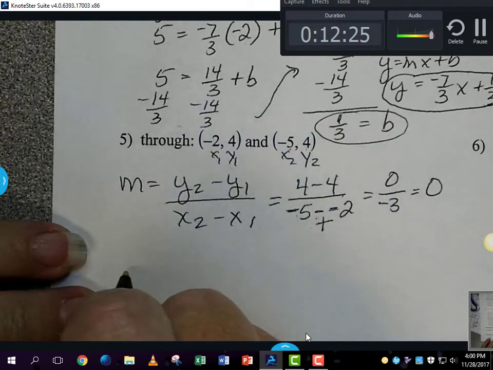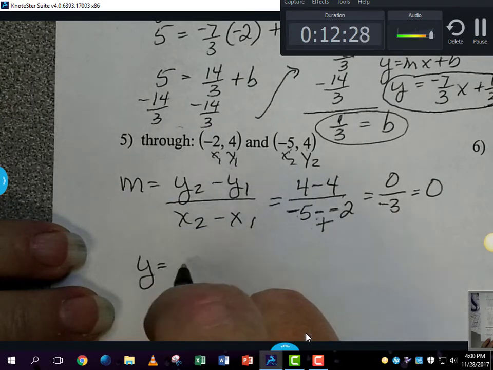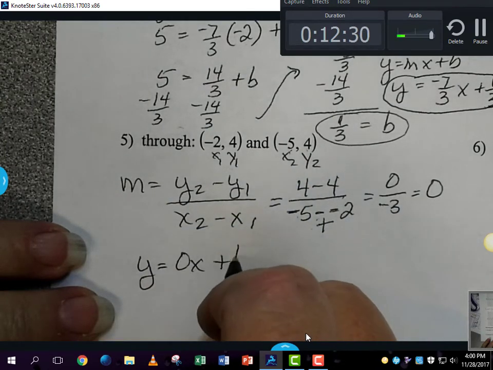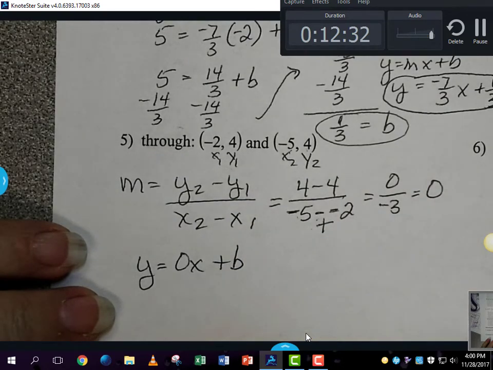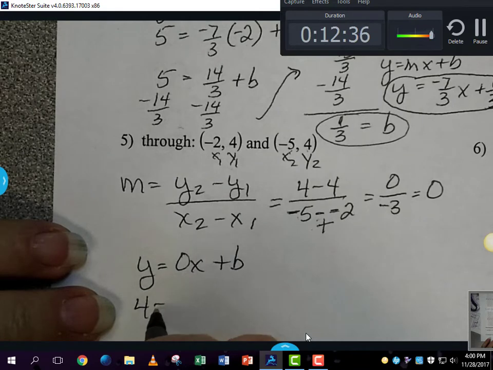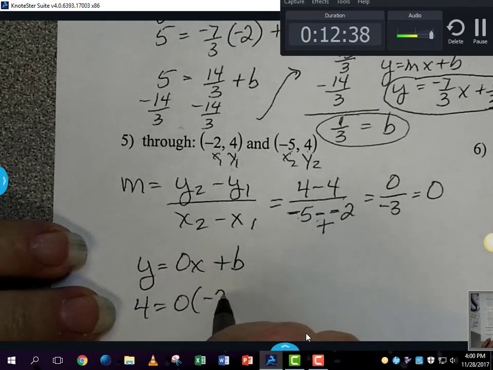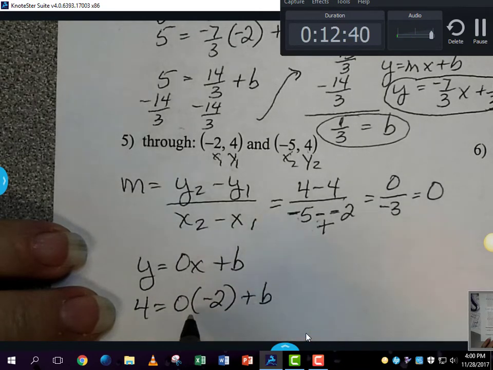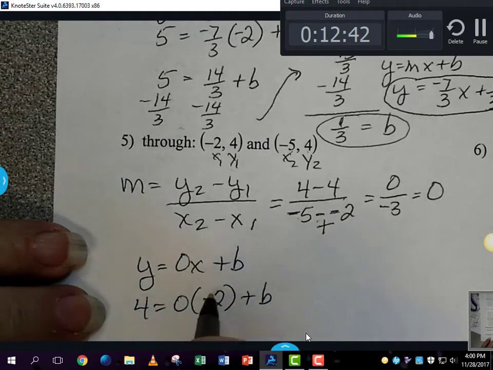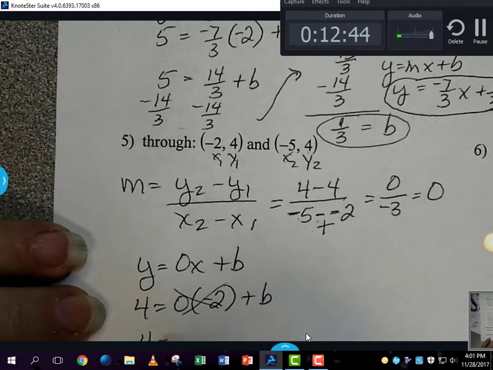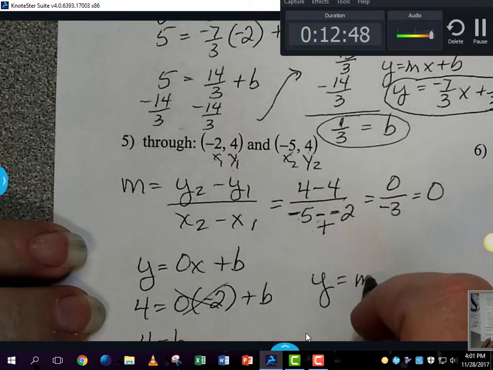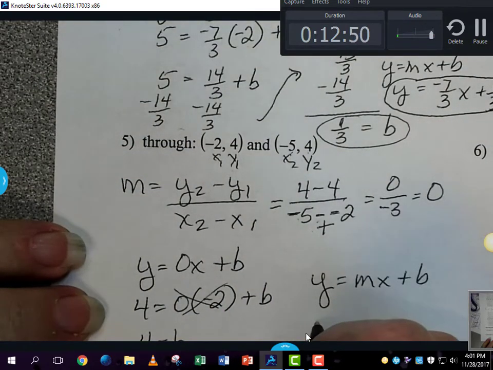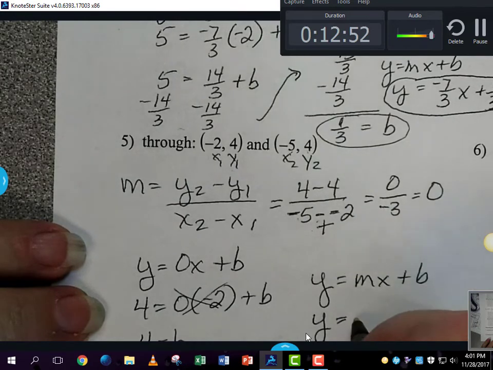So then I have y equals 0x plus b. If I substitute my values in, I'm going to have 4 equals 0 times negative 2 plus b. 0 times negative 2 is just 0. So I end up with 4 equals b. So I have y equals mx plus b. Y equals, the slope was 0.